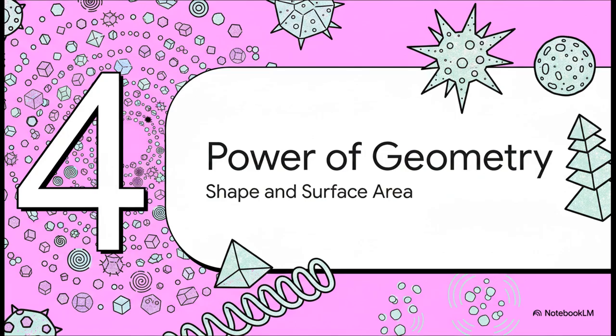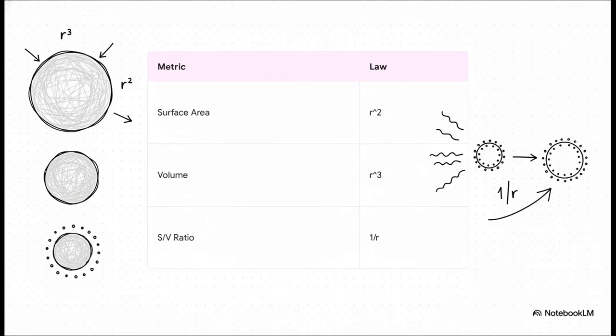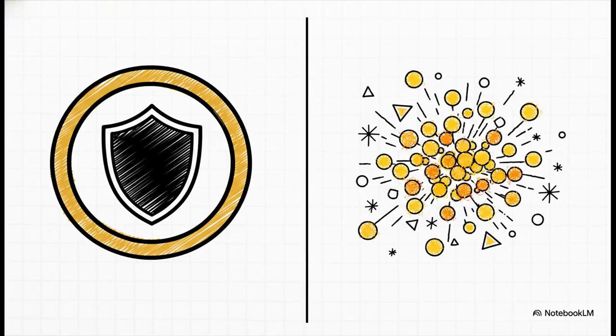Moving on to part 4, the power of geometry. A really surprising mathematical reality starts taking over at the nanoscale. As an object shrinks, its volume, which scales by the radius cubed, disappears way faster than its surface area, which scales by the radius squared. So because of this math, the surface-to-volume ratio is proportional to 1 over the radius. Simply put, the smaller the particle gets, the higher the percentage of its atoms that live directly on its surface. And because so many atoms are suddenly totally exposed on the surface, surface-dependent properties just absolutely explode in intensity.